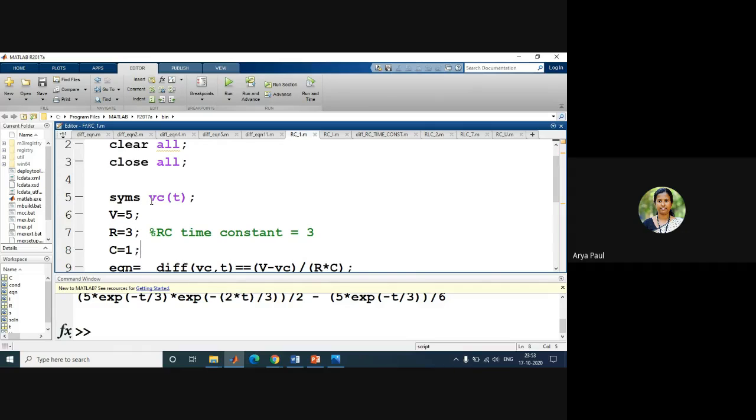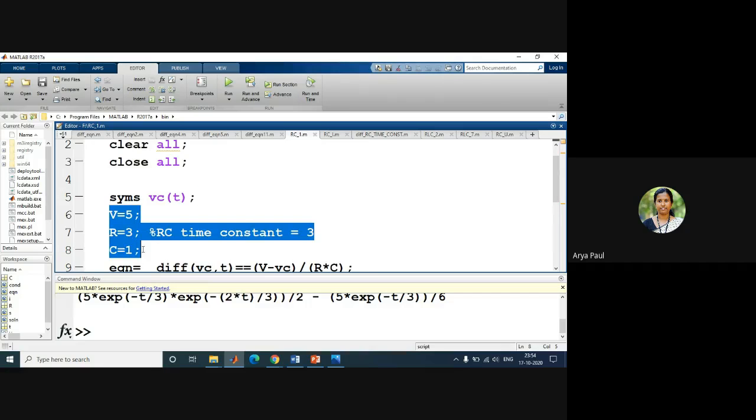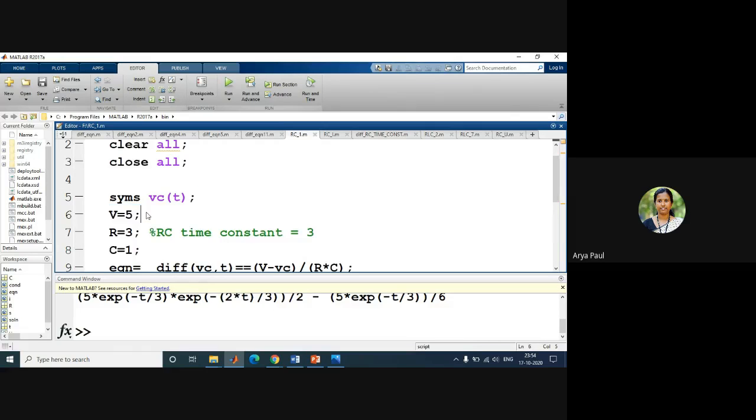Now we need to find out the solution for the differential equation. So we need to find Vc of t, isn't it? I am using syms, a symbolic representation that we have already seen in the last classes. In the symbolic representation, I am finding Vc of t, and initially I am just taking some variables. The voltage applied is 5 volt. The R value is equal to 3. The C value is equal to 1.